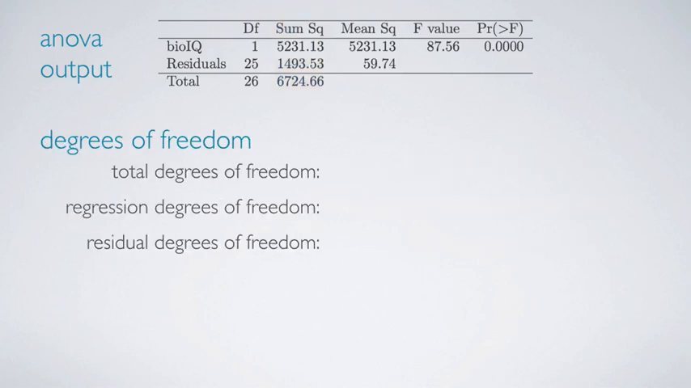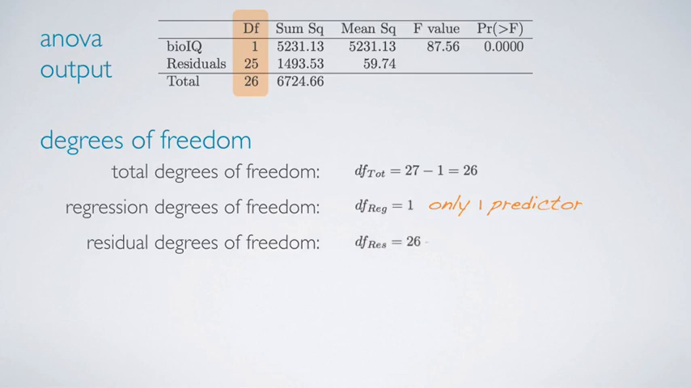Next, let's look at the degrees of freedom column. The total degrees of freedom is simply your sample size minus 1. This is the twin data that we're still working with. So we had 27 twins minus 1 gives us 26. Next, we consider the degrees of freedom associated with the regression. And since we only have one predictor here, this degrees of freedom is simply going to be 1. Then the residual degrees of freedom is the balance of these two, 26 minus 1, 25.